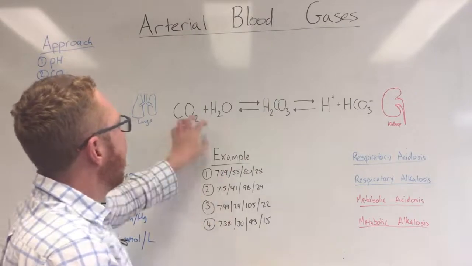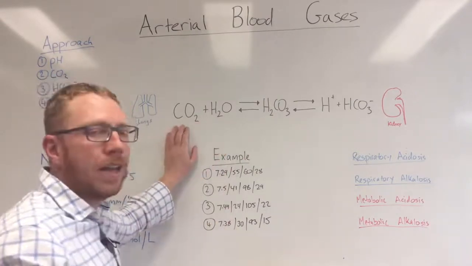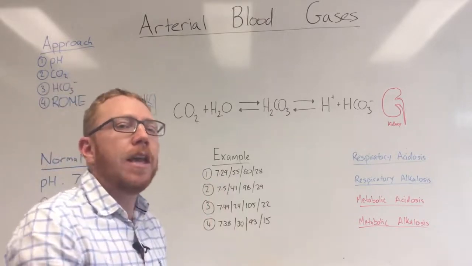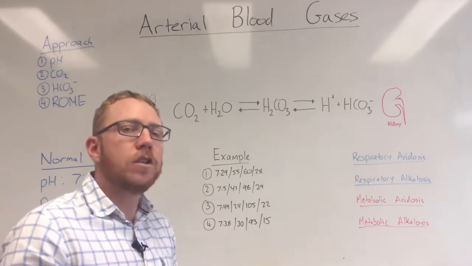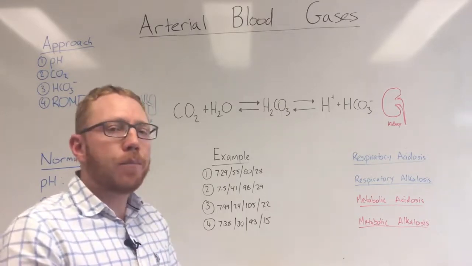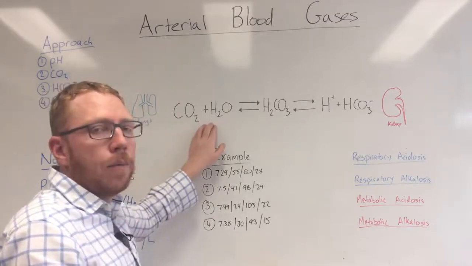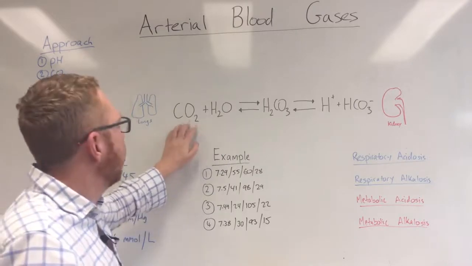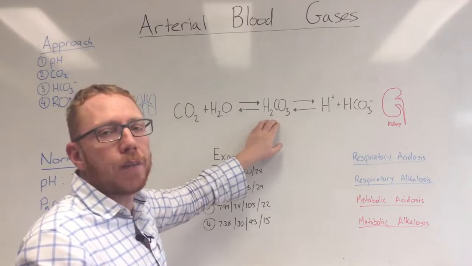So firstly, let's start at this end. We've got carbon dioxide and water. Carbon dioxide is basically made by every single cell in your body. It's made by the use of glucose and oxygen to make ATP, and as a byproduct we make CO2. CO2 then quickly meets up with water. About 70% of your carbon dioxide will form with water to give you this thing called carbonic acid.